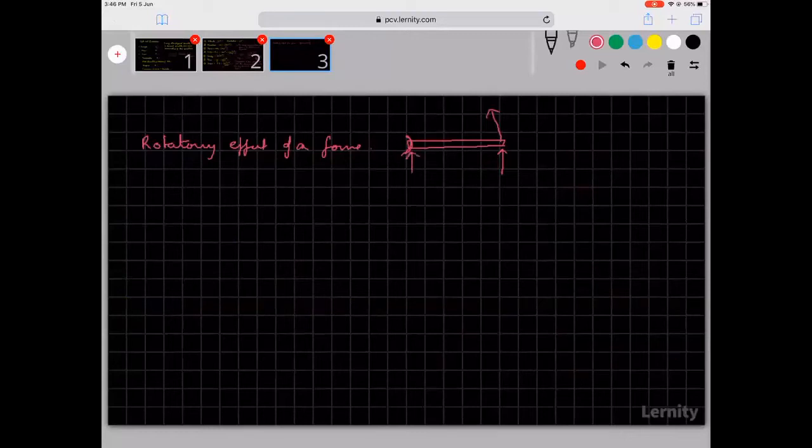If you apply the force here, it won't rotate. As you go this side, the rotation will be easier. These are simple experiments that I keep doing when I'm working so that I understand what they mean. So it is force into this distance. Force is M L T power minus 2, into L, will give me M L square T power minus 2. So this is torque, the rotatory effect of a force. When a force acts on a body, it has the ability to rotate the body. That rotatory effect of the force is called torque.